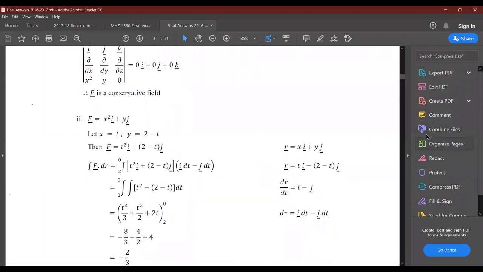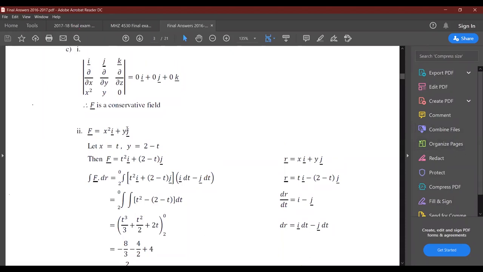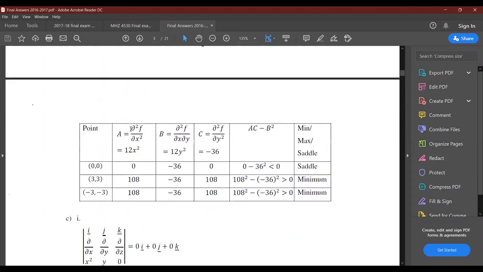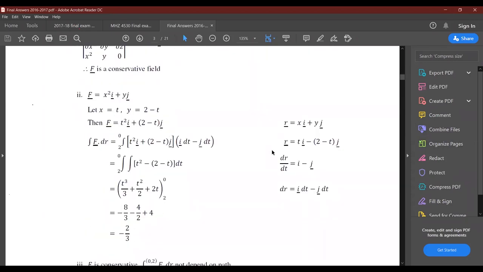In part 2, how did that T come in the marking scheme? T in part 2, in part C, part 2. Are they assuming a value? They are assuming X as T. That's all. They are assuming X equal T. So y is equal to 2 minus t.